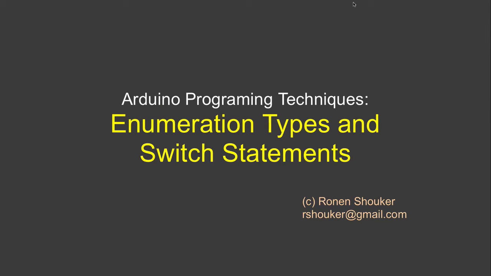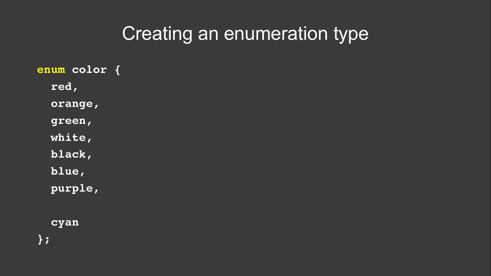Enumeration types and switch statements. Enumeration type is simply a way to list many options for something. For instance, here we are defining a different option for color. And it could be red, orange, green. It has a finite number of possibilities.